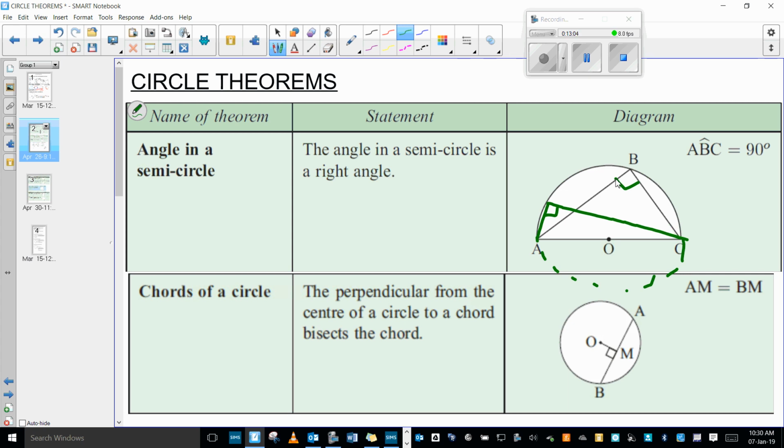So the O is the center. O is the center, yes. And that's generally what we label it as. So O you will normally see labeled as the center.